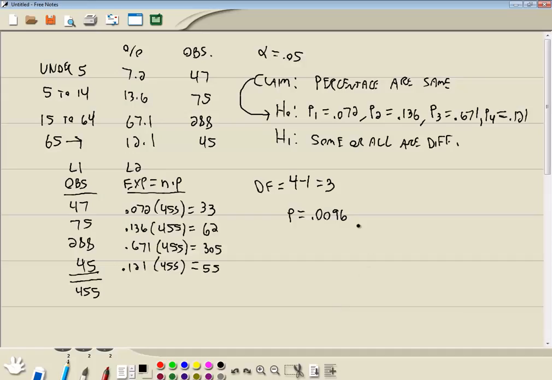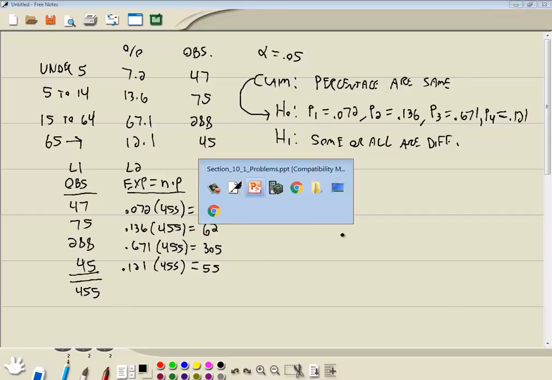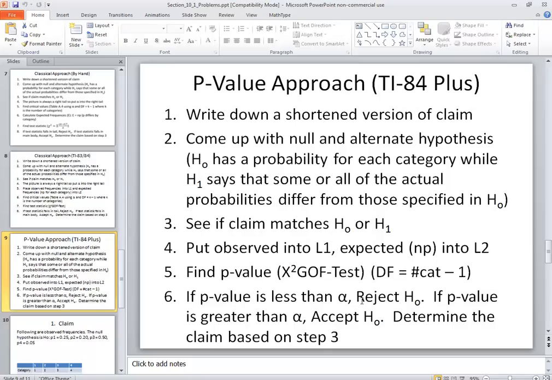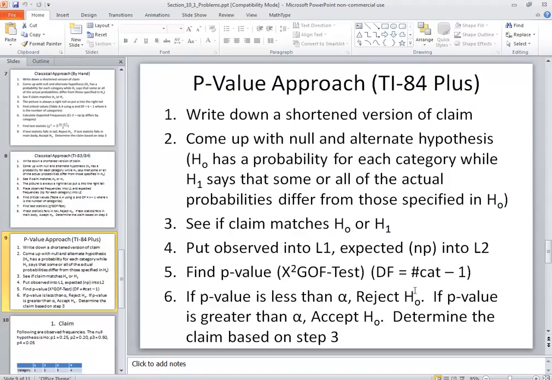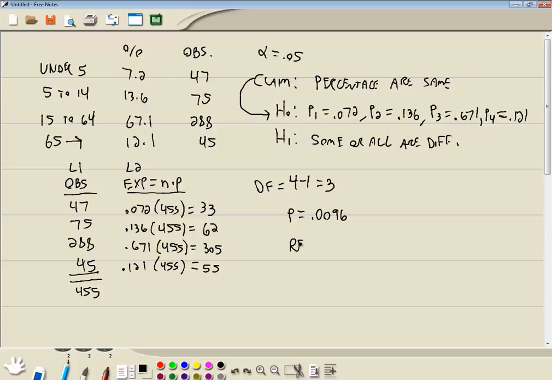Okay. Alpha is 5%. So this says that p-value is less than alpha. Well, p-value is not even 1%, so it is less than alpha. That says we're going to reject H0. Although we don't need it, that means we're going to accept H1. Reason why we don't need it is in this problem our claim matches H0. So whatever we say about H0 is what we say about our claim. So we rejected H0, so that means we'll reject our claim.